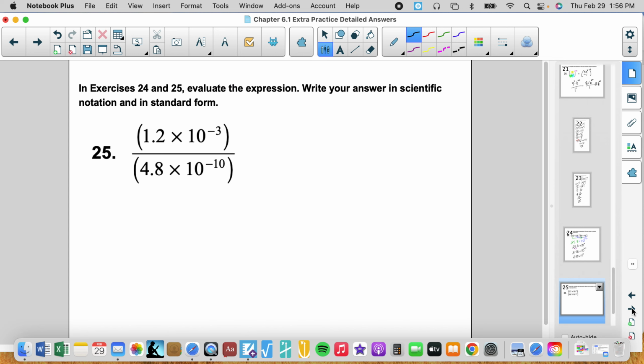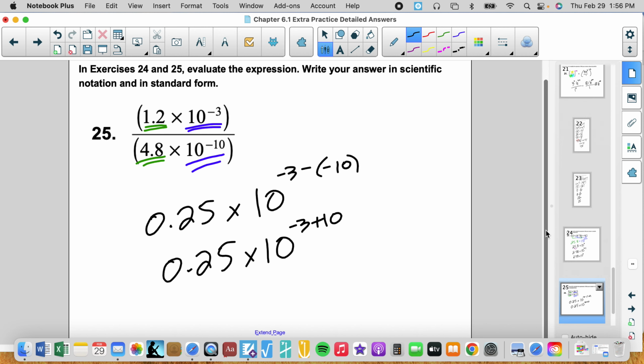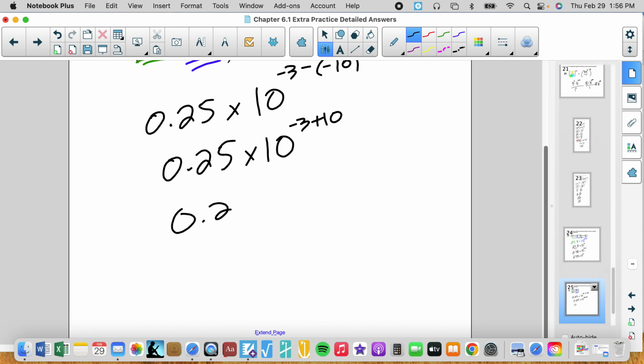Same thing when we divide. We are going to take their base numbers and divide those, and then we're going to take their powers and subtract those. So if I have 1.2 divided by 4.8, that's going to give me 0.25 times 10 to the negative 3 minus, that's the division, minus negative 10. That's 0.25 times 10 to the negative 3 plus 10. And that is going to give me 0.25 times 10 to the 7th.